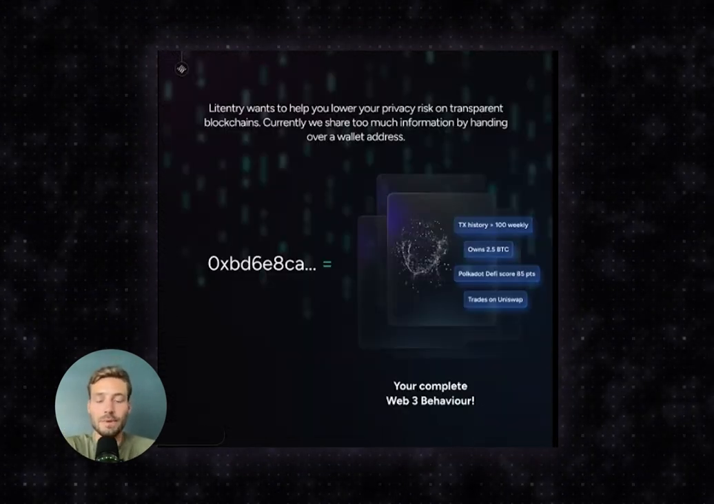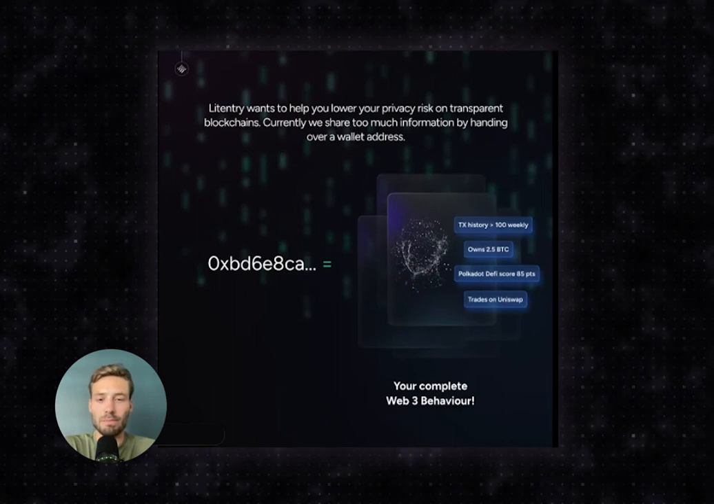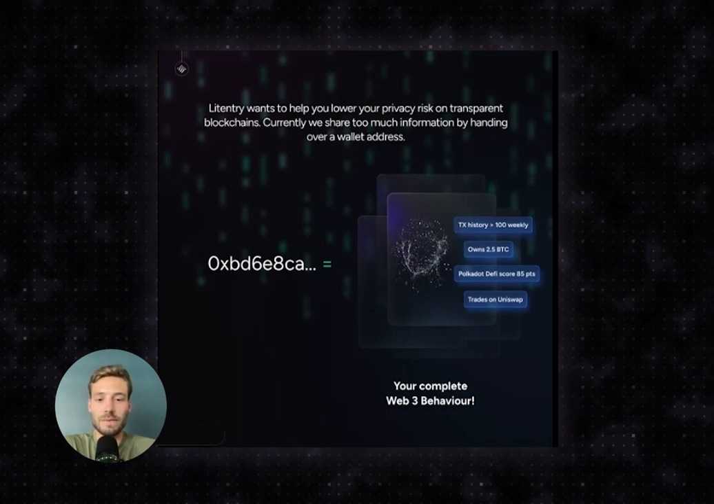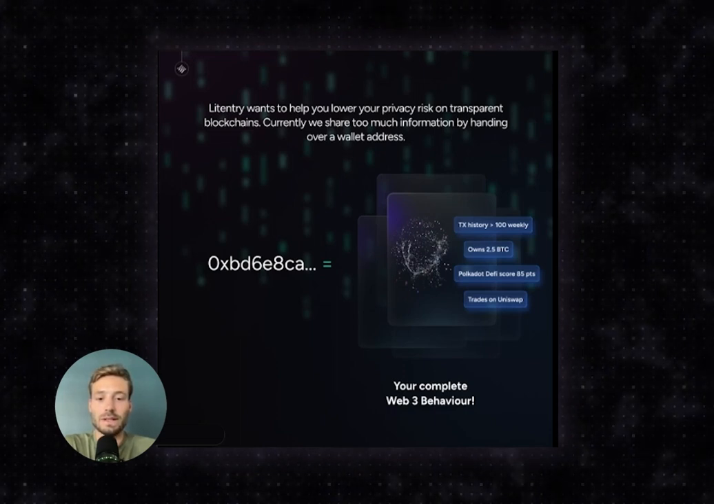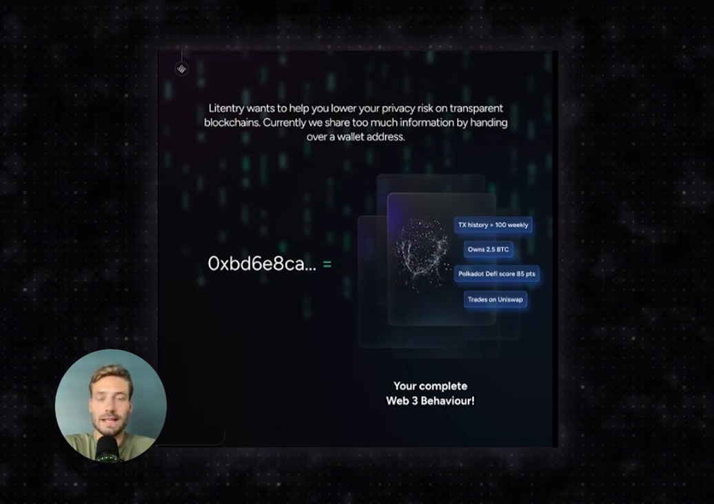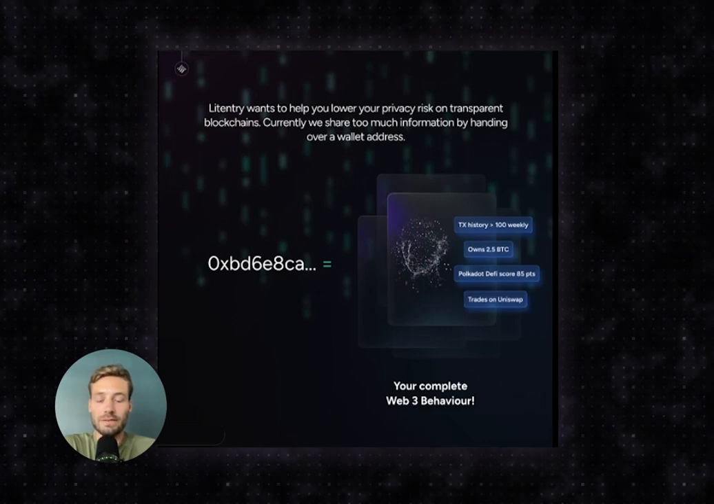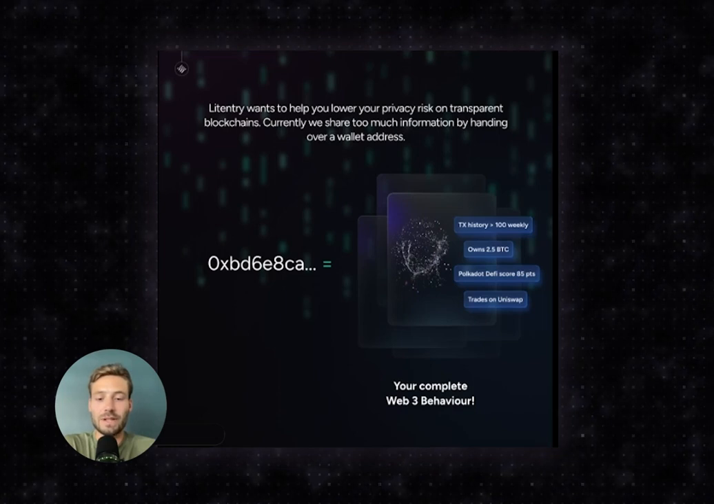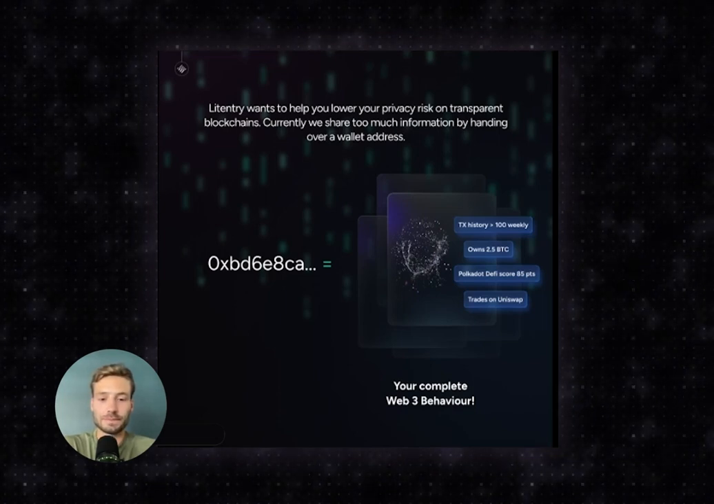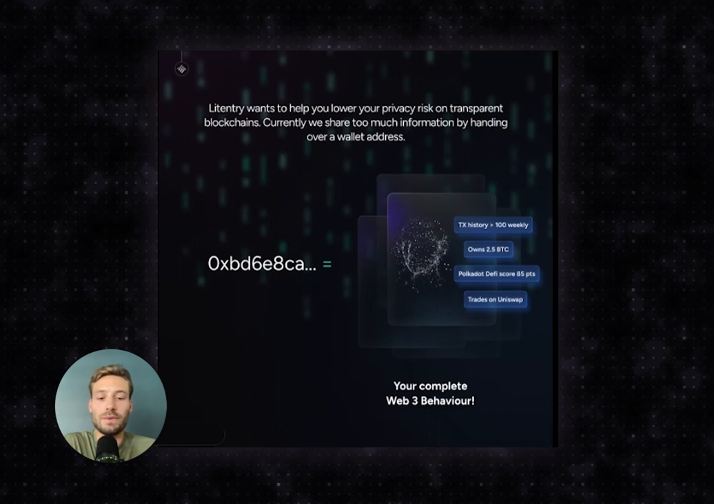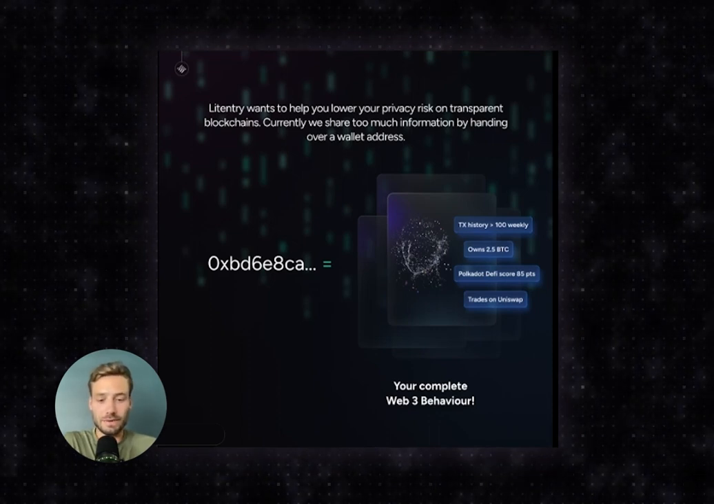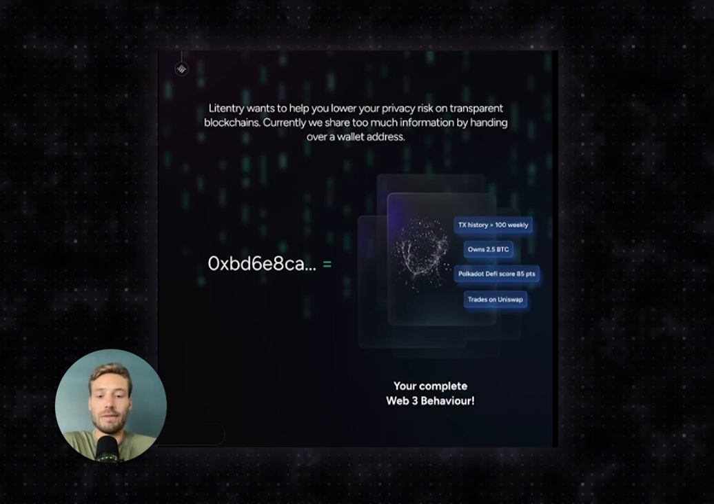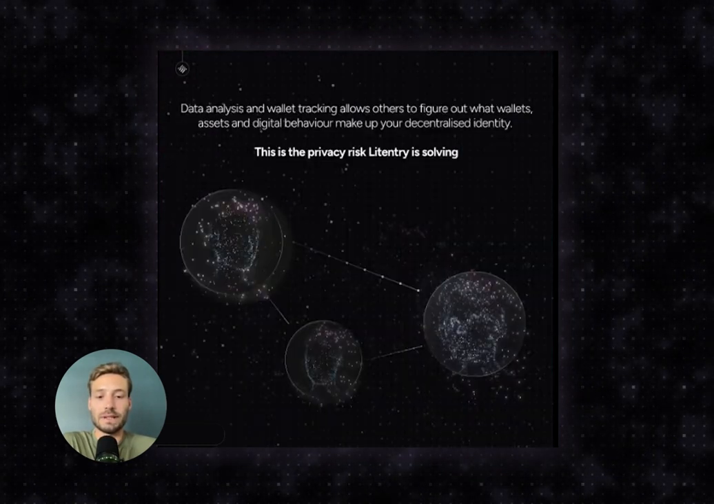Litentry truly wants to help you lower your privacy risk on a transparent blockchain. So currently, we feel that you are sharing too much information by handing over a wallet address. It's a bit similar as entering the supermarket, and when you're paying for milk, you're showing off all of your bank transactions. That might just be a bit too much. Since sharing wallet address without a second thought reveals your complete Web3 behavior, there is a need to add an additional layer of privacy on public, transparent blockchains.